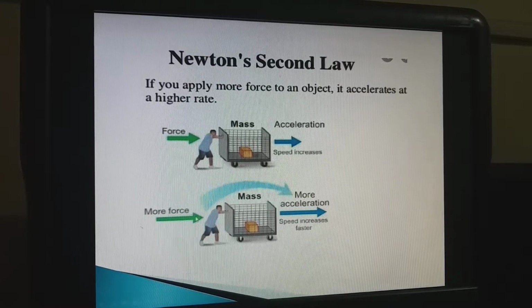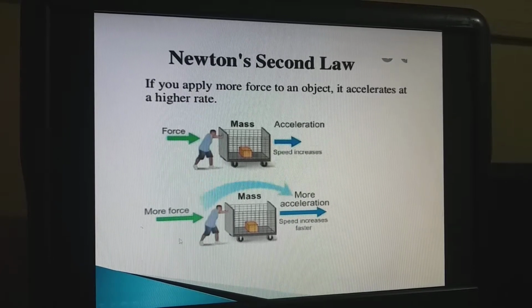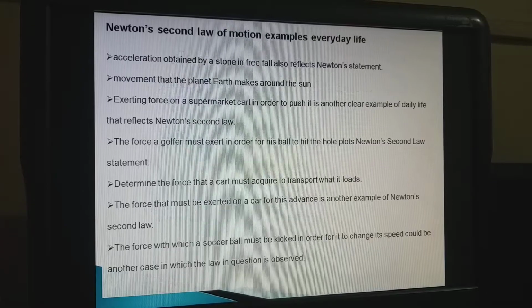So you can directly say that force is directly proportional to acceleration. More force, more acceleration. Less force, less acceleration. Naturally, at a constant mass, force is directly proportional to acceleration. That is why this second example is an exemplification of Newton's second law.